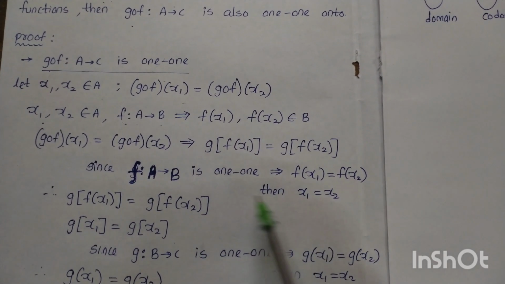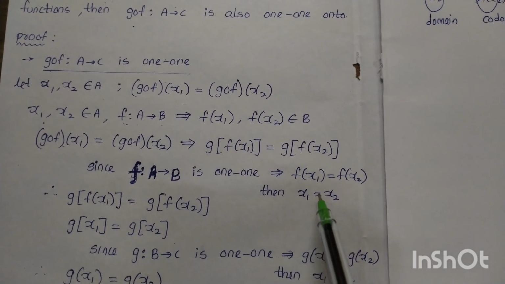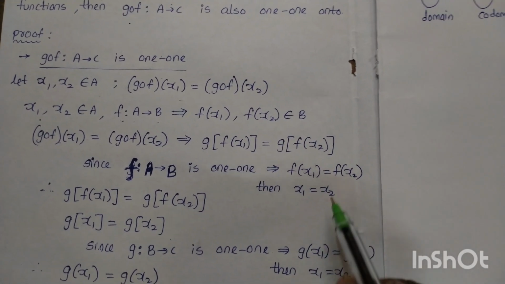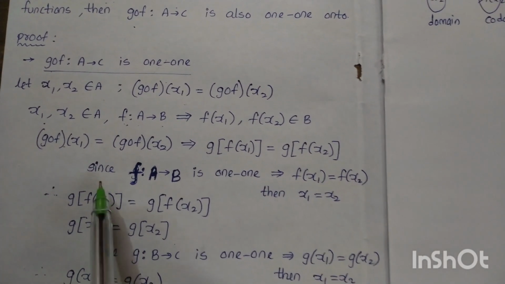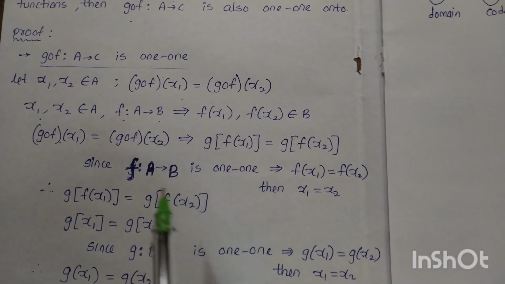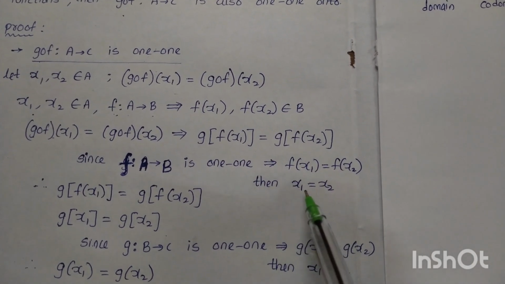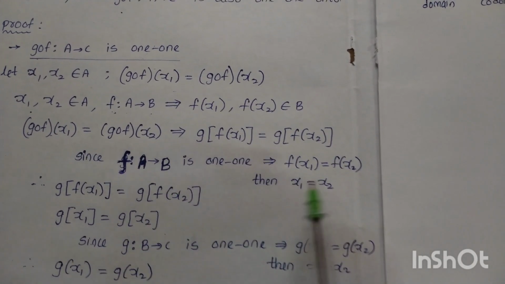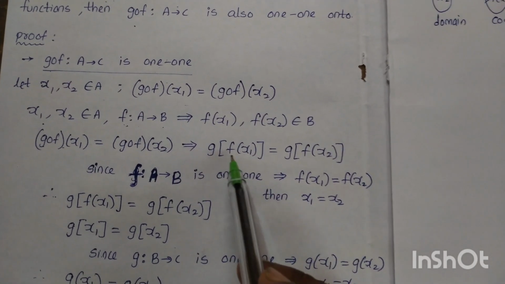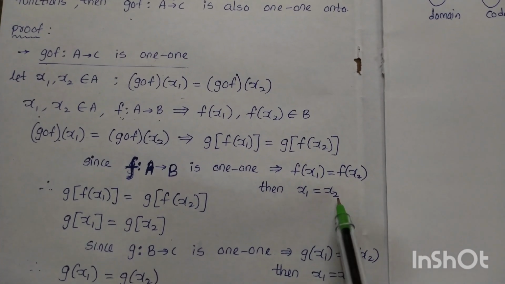Actually, we will prove it in reverse. Suppose f maps A to B is a 1-1 function. We will take x1 equal to x2 and prove that this implies f of x1 equal to f of x2. Anyway, both are the same. So since f is a 1-1 function, that implies f of x1 equal to f of x2, then x1 equal to x2. Overall, what you have to remember is that f maps A to B is a 1-1 function, so instead of f of x1 and f of x2, I can simply write x1 equal to x2.